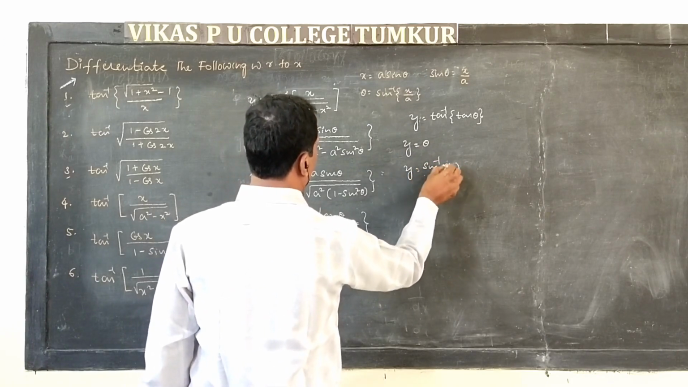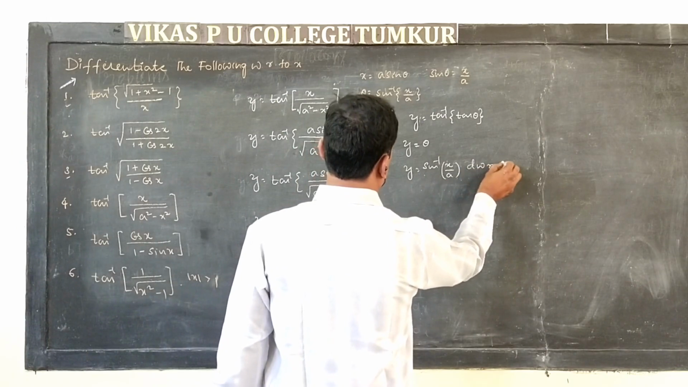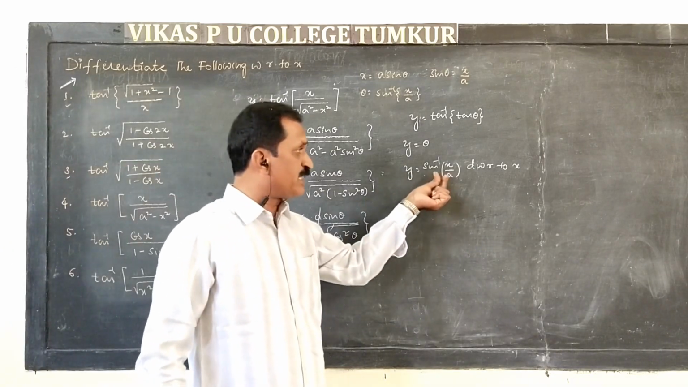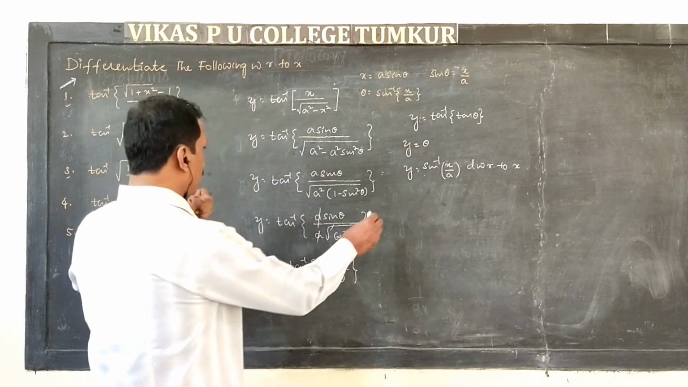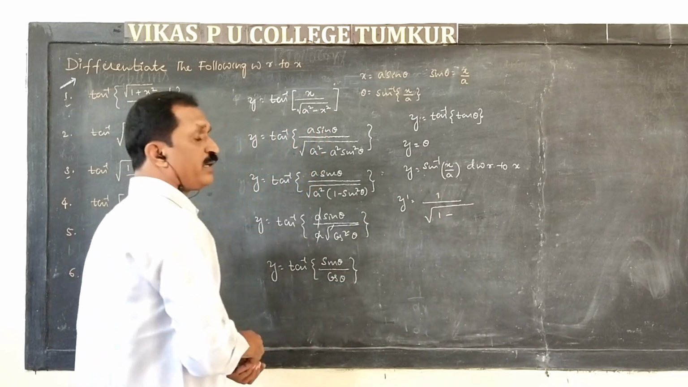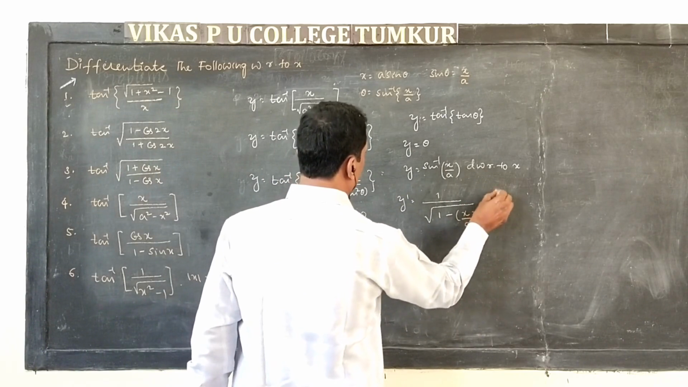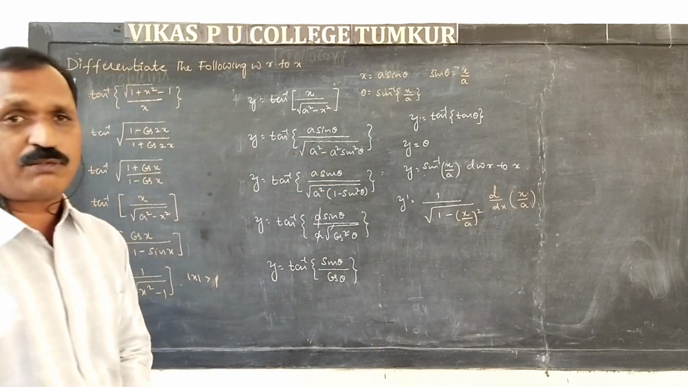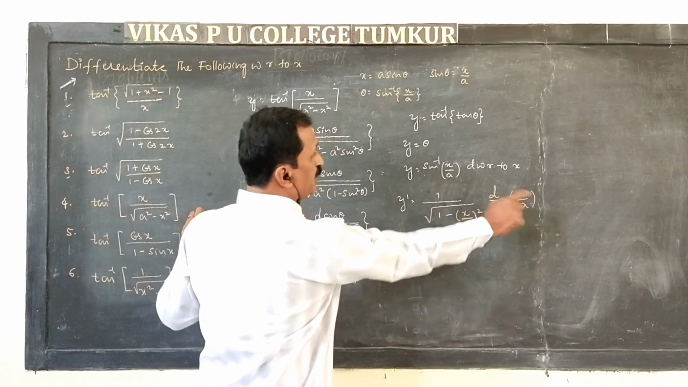Remember, this is important here. You are differentiating with respect to x. Differentiation of sine inverse of x is 1 by root of 1 minus x square. Now the value of y dash is equal to 1 divided by root of 1 minus x by a whole square, into the differentiation of x by a.